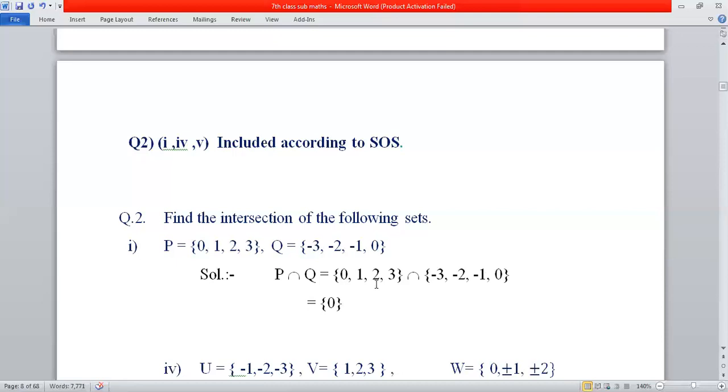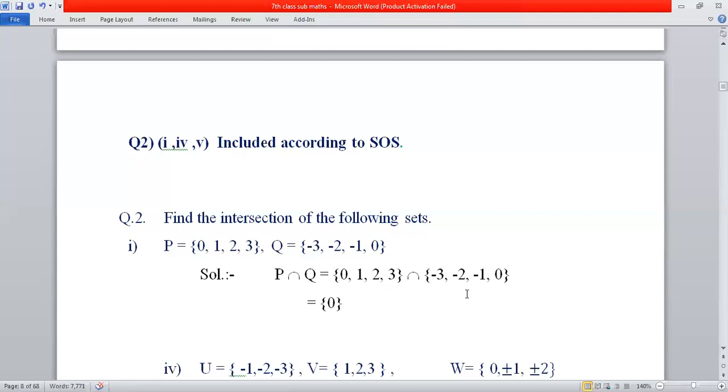Intersection means common elements which are present in the first set and also present in the second set. If you check, 1 is present in the first set but not present in the second set. In the second set, -1 is different from 1. Similarly, 2 is present in the first set but not present in the second. 3 is present in the first but not present in the second. Only 0 is the element which is present in both sets.